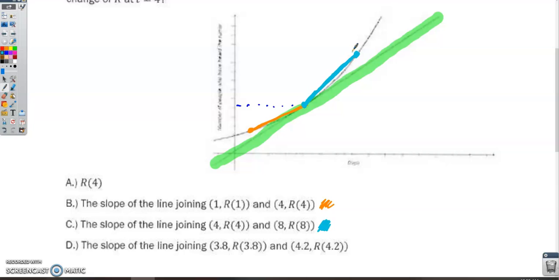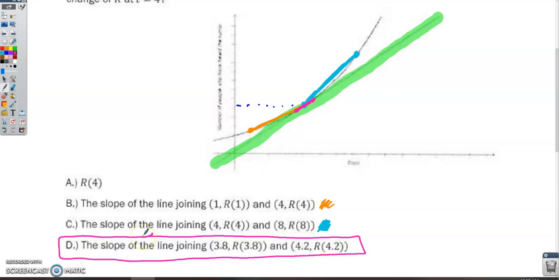And then the last choice that we have, the slope of the line joining r of 3.8 and r of 4.2. You see that that one does look like it does the best job of describing the instantaneous rate of change because it comes closest to the slope of that tangent line.